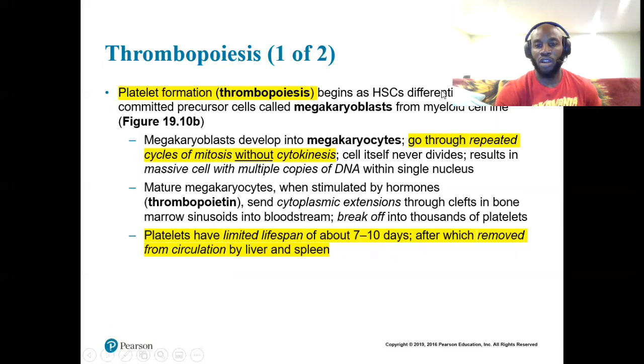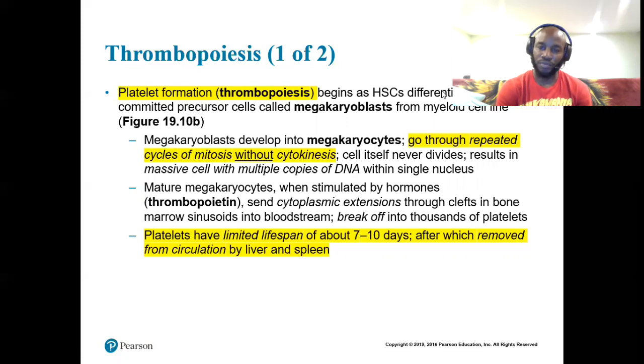All right, so thrombopoiesis: how are platelets formed? We talked about erythropoiesis, the formation of red blood cells, and leukopoiesis, the formation of white blood cells. Now we have thrombopoiesis, which is the formation of your platelets. Know all three of those terms and what they refer to.